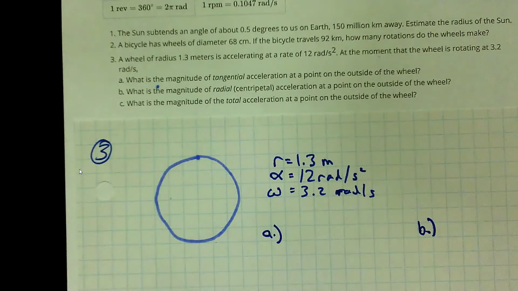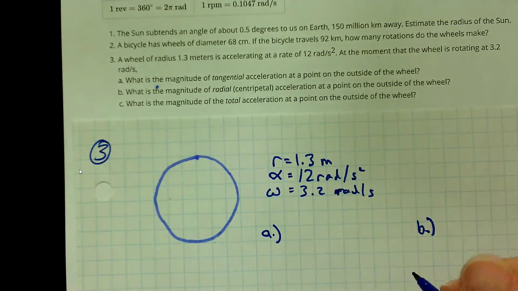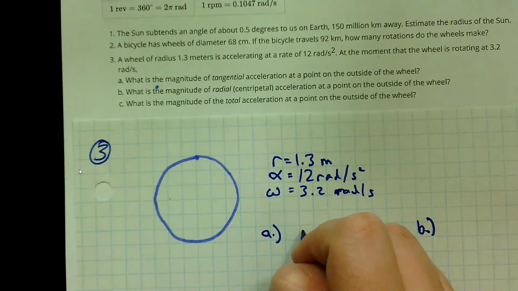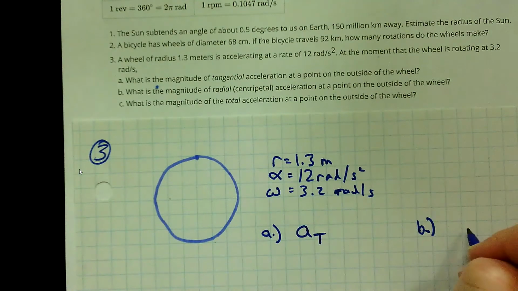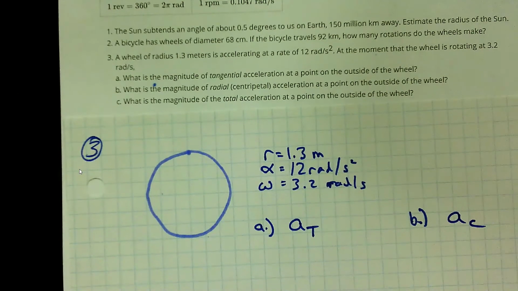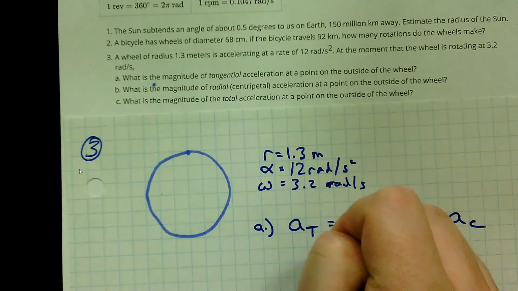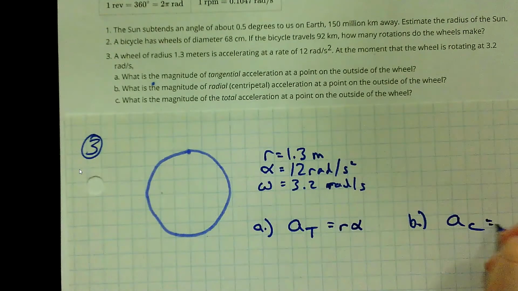What's the difference between what part A is looking for and what part B is looking for? Anyone know? Go ahead, Solis. Yeah, so AT and AC is what we're looking for. AT is going to be R alpha, and AC is going to be omega squared R.